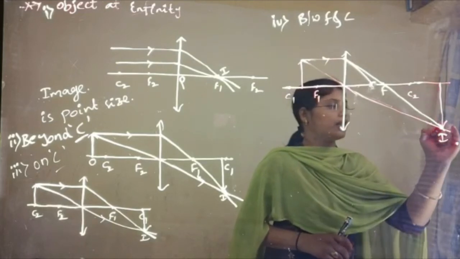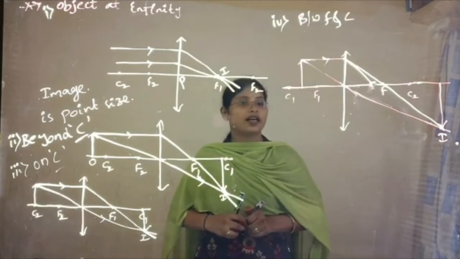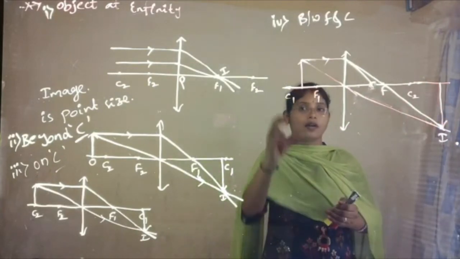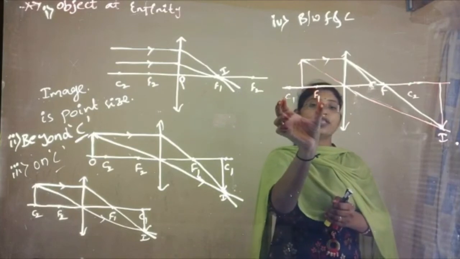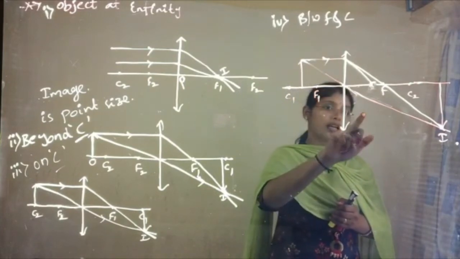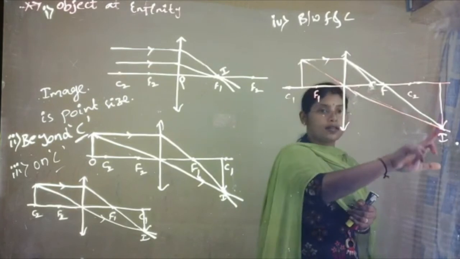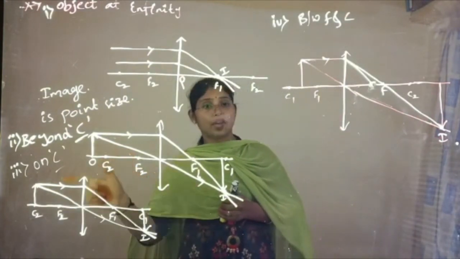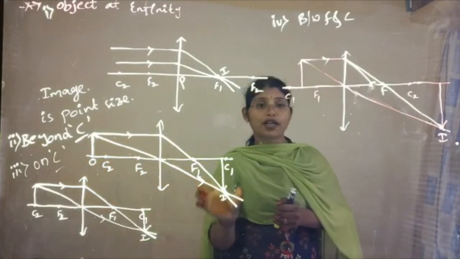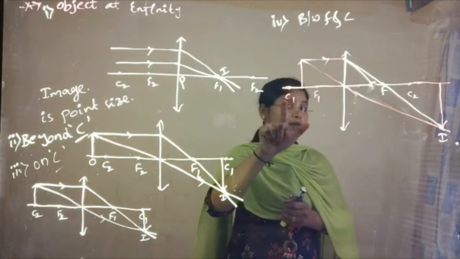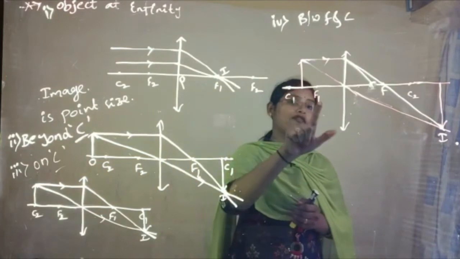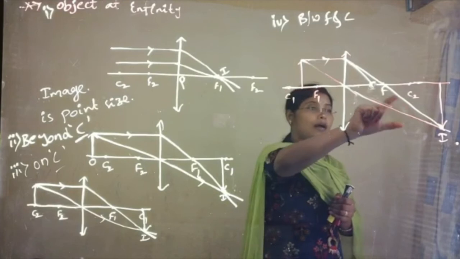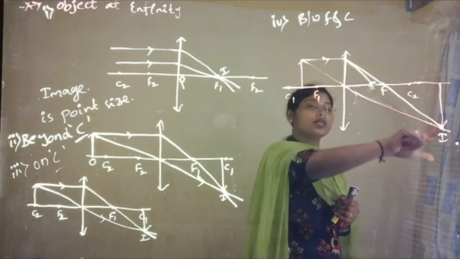So we are getting a real and inverted image, and beyond C we get the image when the object is placed between F and C. So we are getting the image beyond C. In the earlier case, if the object is placed beyond C, we get the image point in between F and C. Here the object is placed in between F and C.